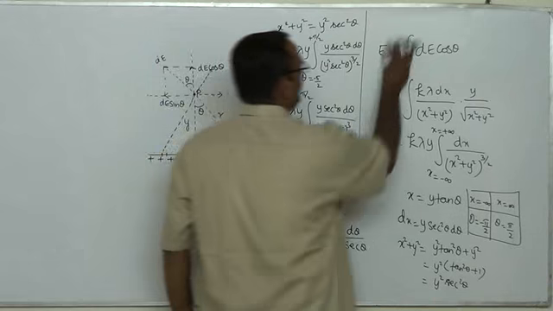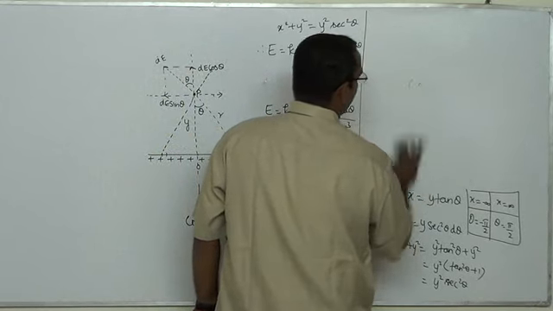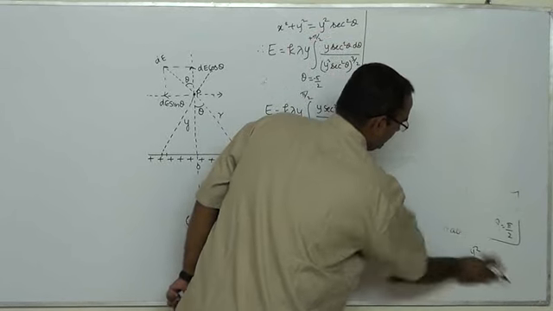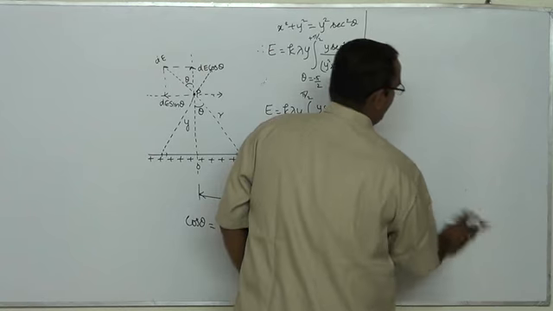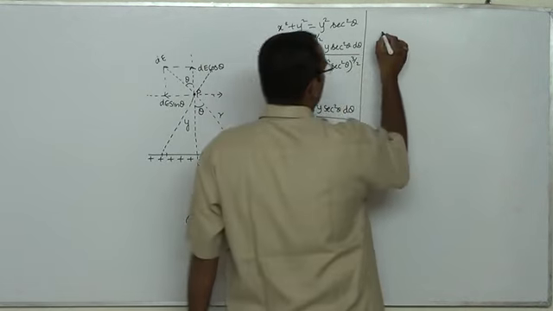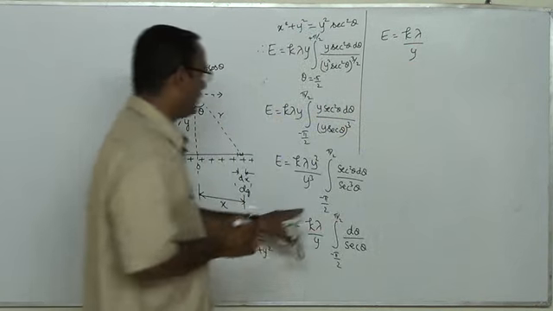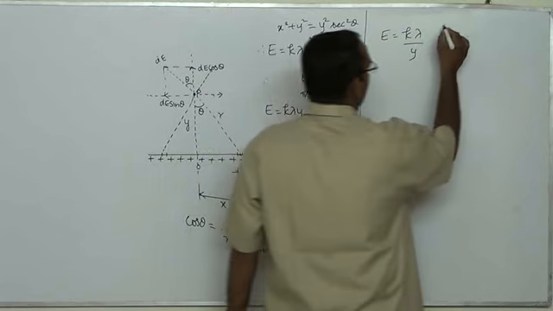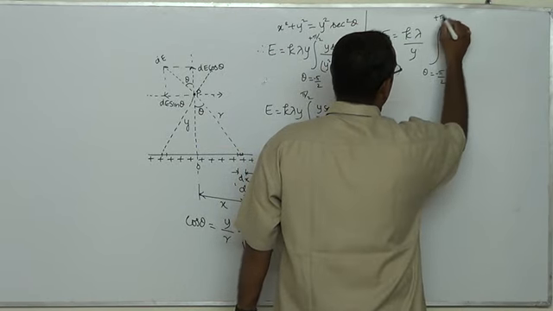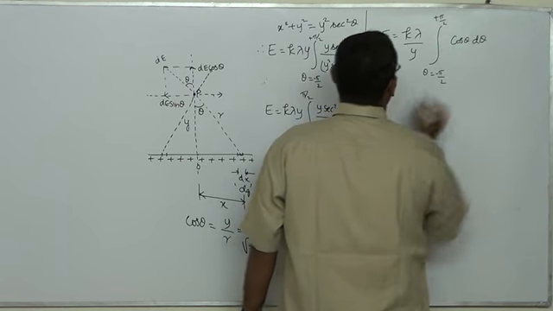Now for want of space, I shall rub the remaining portion on the right hand side and complete the derivation. Please be strong in mathematics if you want to be strong in physics. E equal to k into lambda divided by y. Now the integral of theta is again from minus pi by 2 to plus pi by 2. The 1 by secant theta is cos theta. So it is cos theta d theta.